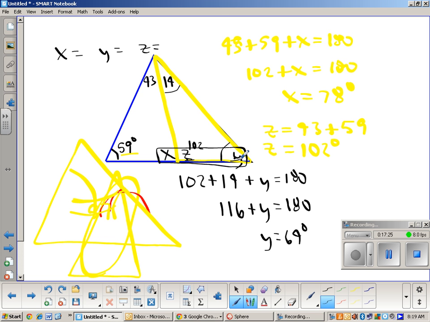All right. Any other questions on page 10? Any questions on that last problem? What's that? 26? So on 10. Okay.